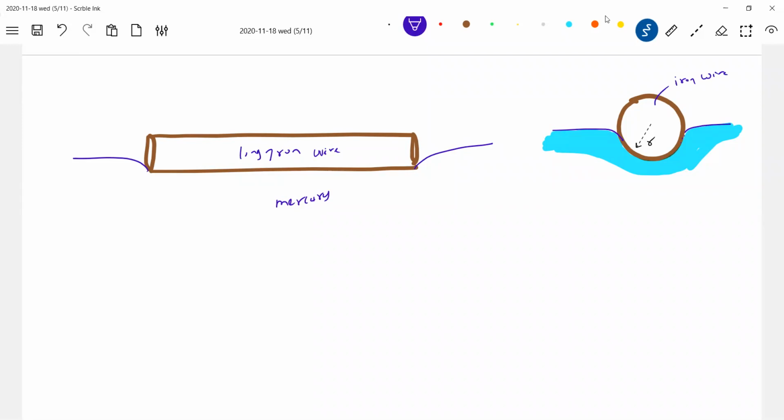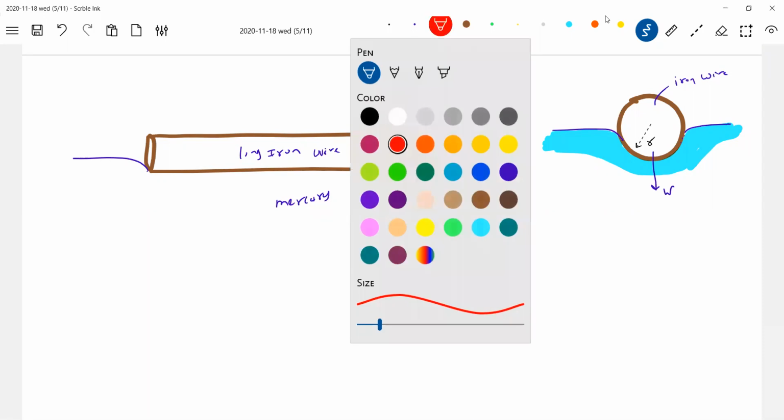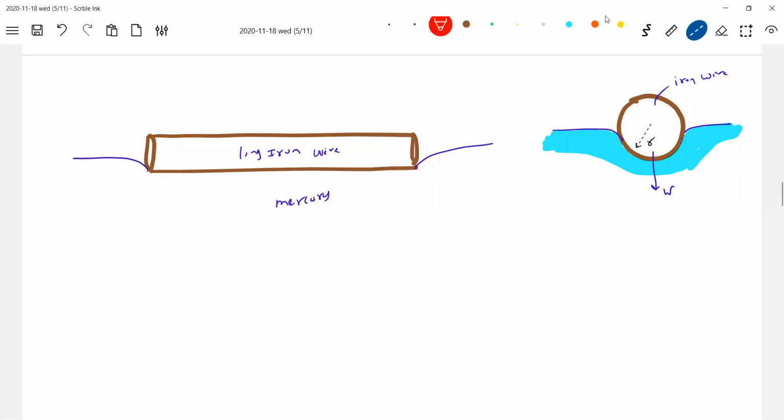How come, sir, iron will float? Yes, on mercury it will float. The reason is that the force due to surface tension should balance the weight. It will get depressed, so don't say any volume is immersed. The force due to surface tension should balance the weight of the wire. How will the force due to surface tension act? It will act here. We'll assume that the angle is almost 180 degrees.